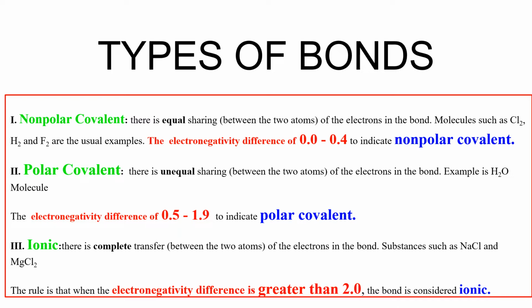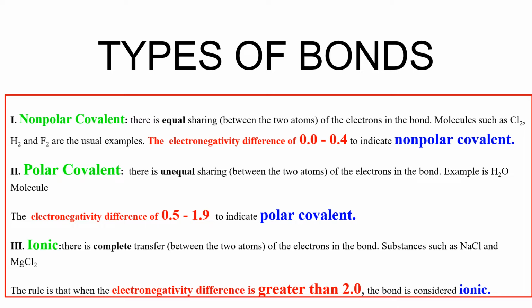The next type of bond is polar covalent. There is unequal sharing of electrons between the two atoms in the bond. An example is the H2O molecule, and the difference in electronegativity ranges from 0.5 to 1.9, polar covalent.